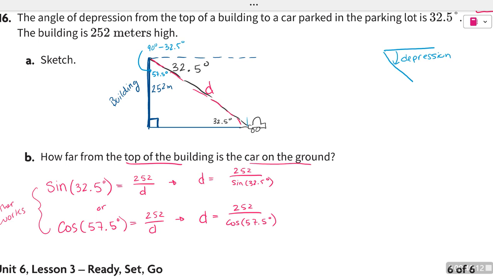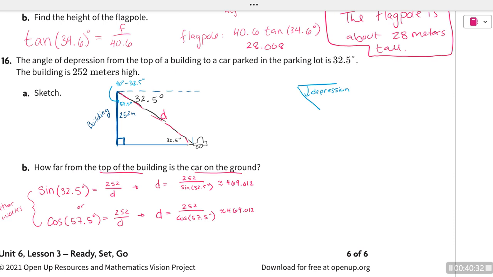So let's go ahead and plug those into our calculator. So both of these come out to approximately 469.012, doesn't matter which way you do it. So the distance, how far the car is, about, we'll round to a whole number, 469 meters away from the top of the building.